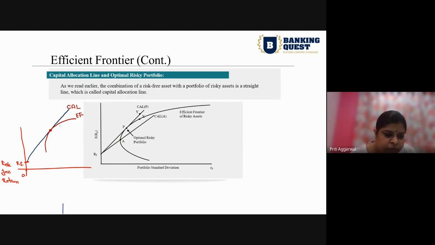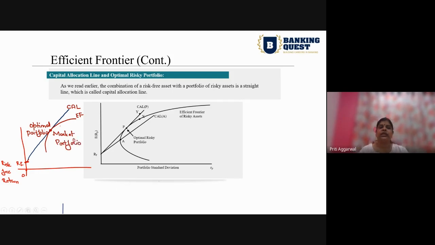The line starting from your risk-free rate and tangential to your efficient frontier, and then the portfolio where it intersects your efficient frontier is called your optimal portfolio, right? This is called your optimal portfolio. It is also called a market portfolio, right? So it is also called your market portfolio.